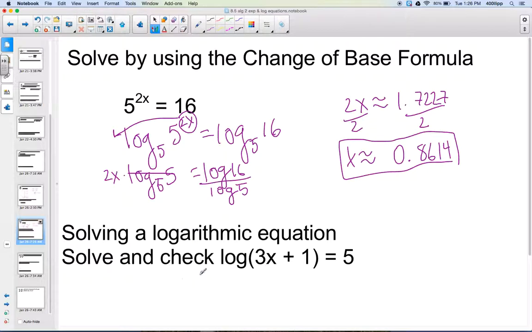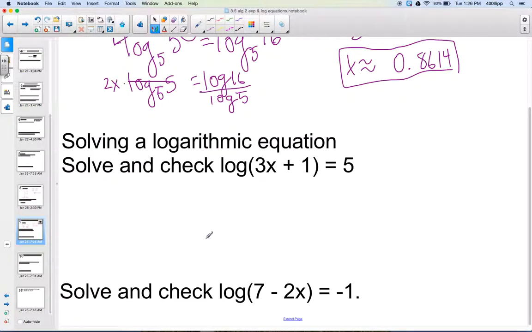Okay, moving on here, solving a logarithmic equation, and we have to solve and check. So what we need to do here is remember that if there's no base written in, it's a 10. So I'm going to change this, write it in exponent form. So we know that if I have y is equal to log base b of x, that is equivalent to b to the y is equal to x. So I'm going to change this here to 10, my base, to the 5th power is equal to 3x plus 1. So we'll evaluate this here.